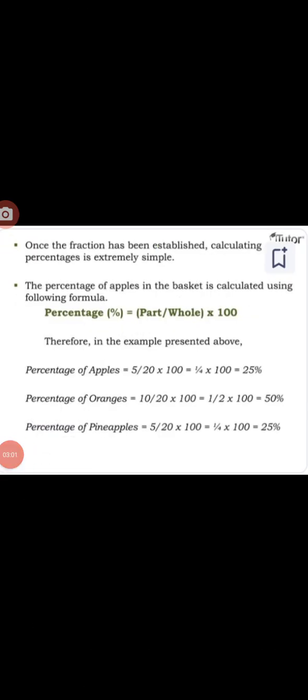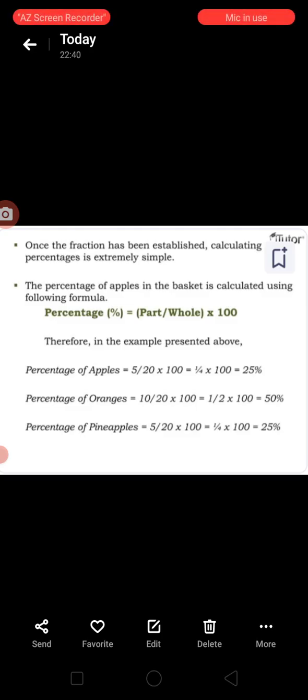Once the fraction has been established, calculating percentages is extremely simple. The percentage of apples in the basket is calculated using the formula percentage equal to part divided by whole into 100. First one, percentage of the fruit apple equal to 5 by 20 into 100. We simplify it, then we get 25 percent. Second one is percentage of oranges. That is equal to 10 by 20 into 100. We simplify it, then we get 50 percent. Third one is percentage of pineapples. That is equal to 5 by 20 into 100. We simplify it, then we get 25 percent.